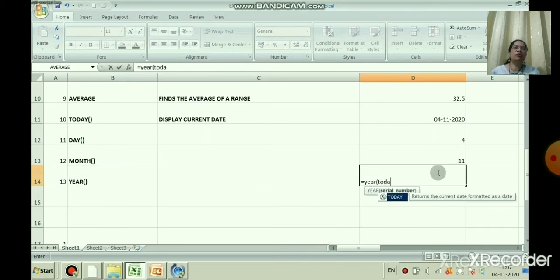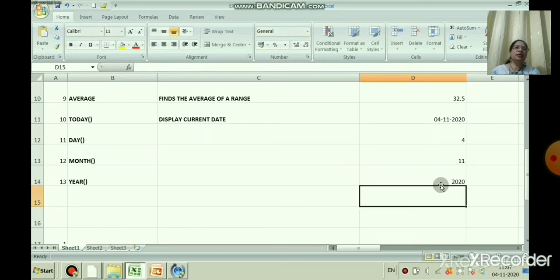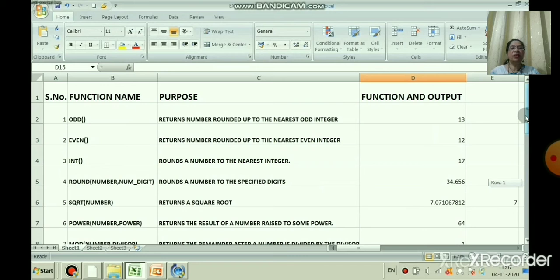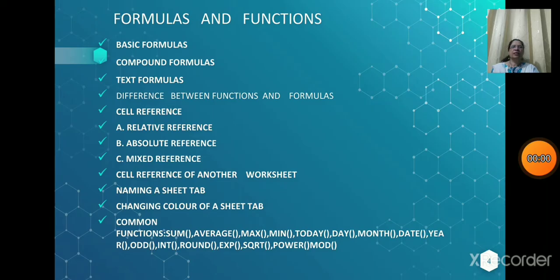Understood now? The TODAY function is very important. Based on the TODAY function, it will calculate the year also. Yes, children? Yes, TODAY, then two brackets, and here the year is shown. Hope all of you understood. With the help of this, we calculated the age also in the last session. So, yes, children, we will revise what we have learned in this chapter.